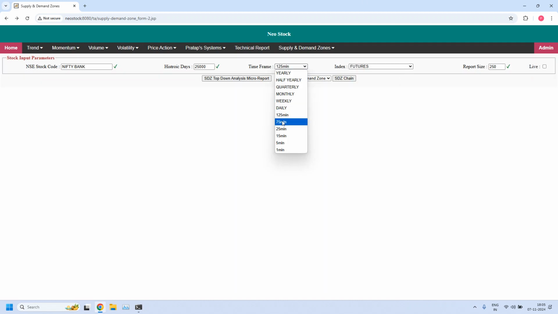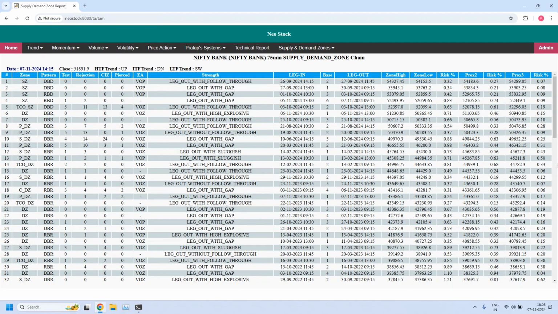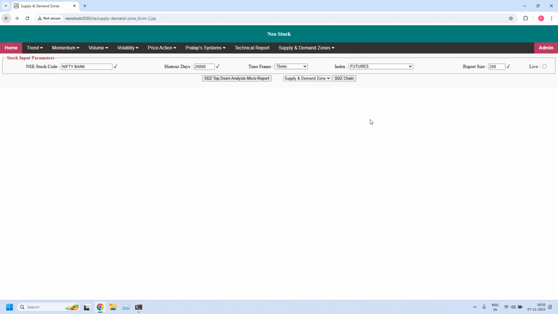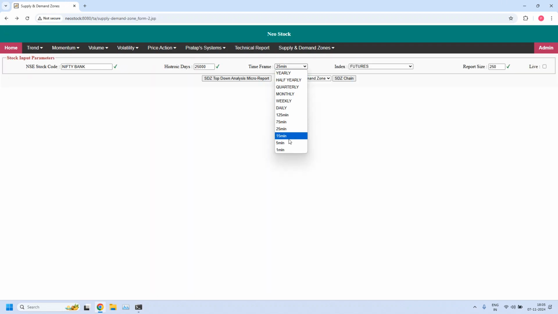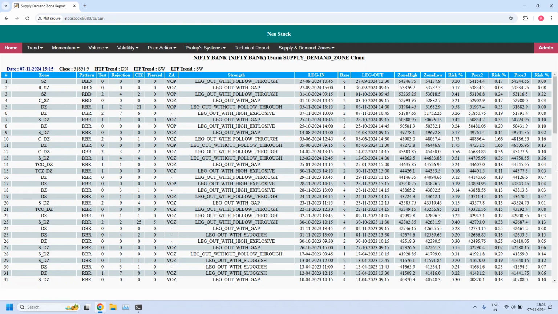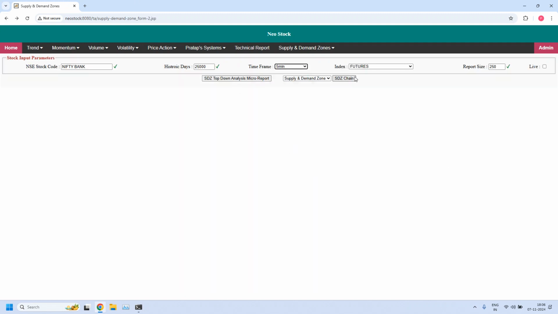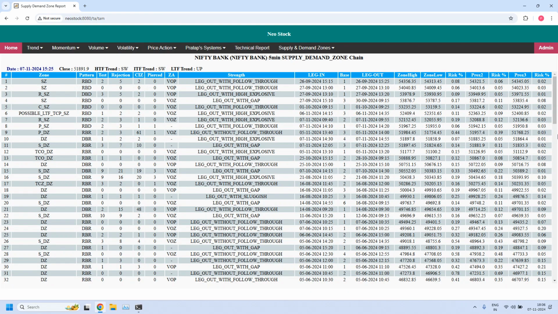Next time frame is 75 minutes, generating 75 minute supply demand zone chain for BANKNIFTY. Next time frame is 25 minutes, generating 25 minute supply demand zone chain for BANKNIFTY. Next time frame is 15 minutes, generating 15 minute supply demand zone chain for BANKNIFTY. Next time frame is 5 minutes, generating 5 minute supply demand zone chain for BANKNIFTY. So this is about BANKNIFTY supply demand zone chain.